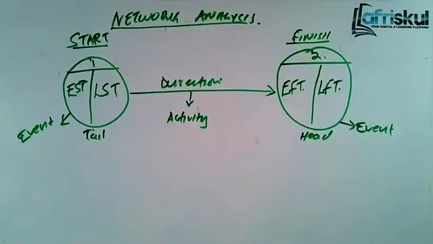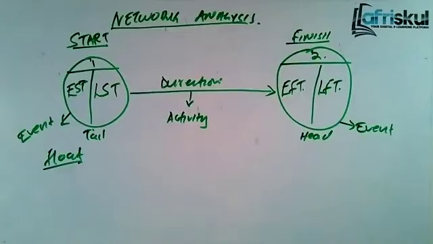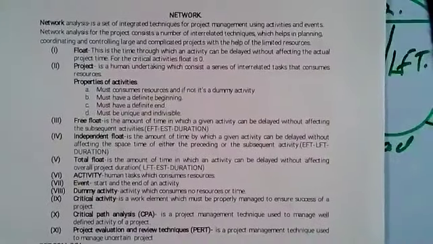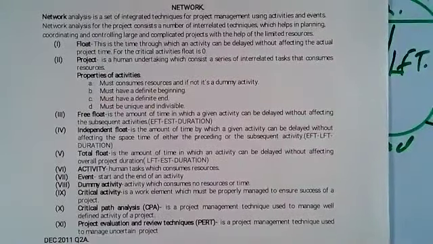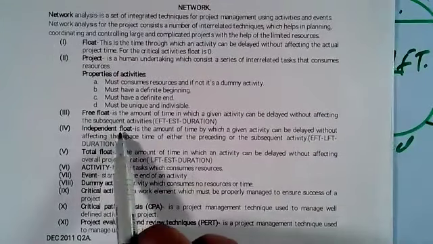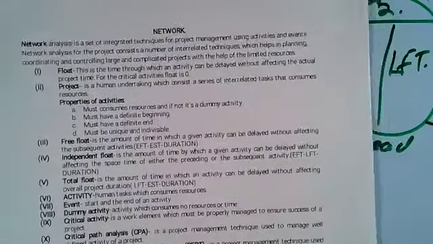Now, sometimes we are asked to get the float. How do you get the float? Let me take you back. We have 3 types of float, and we have said that float is the time through which an activity can be delayed without affecting the real project. So we have the free float, the independent float, and the total float.